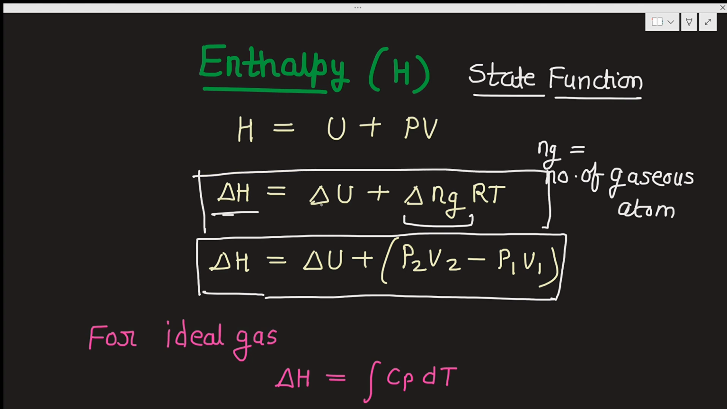For ideal gas, you will use the formula del H is equal to integration Cp dT. Similarly, you will have to see here, you are using Cp. It means heat capacity at constant pressure. If it is temperature dependent, then you will put it under the integration. If it is a constant value, then you can put it outside the integration and you can use this formula. This is a very important formula.